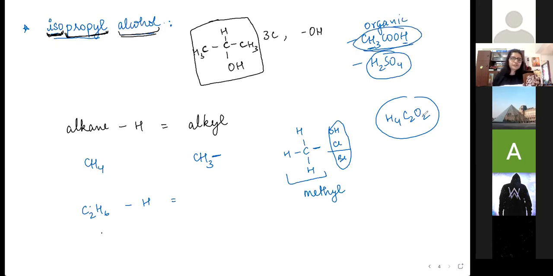So if I write H4C2O2, this can represent an acid. It can also be some other compound called an ester. It can be something else also. Isomers exist: same molecular formula, different structures. So to keep things clear that acetic acid is the one we're talking about, you write it as CH3COOH. Okay.